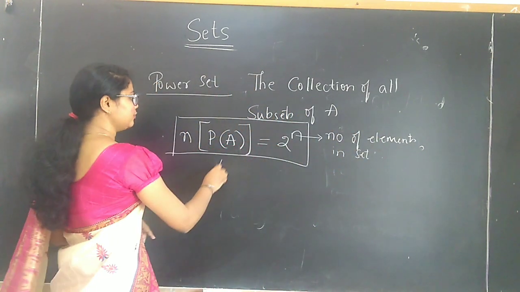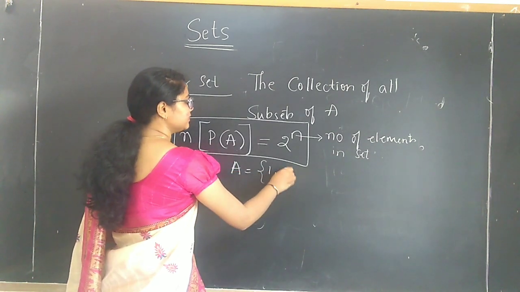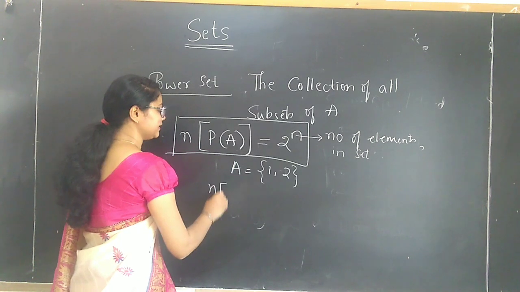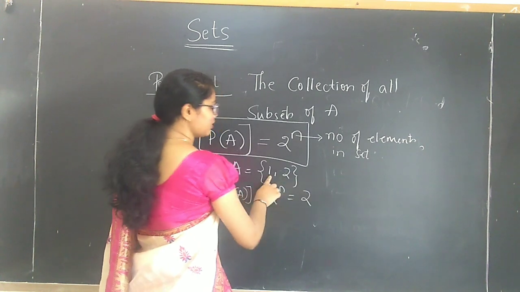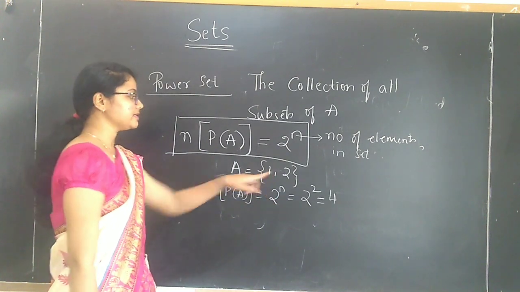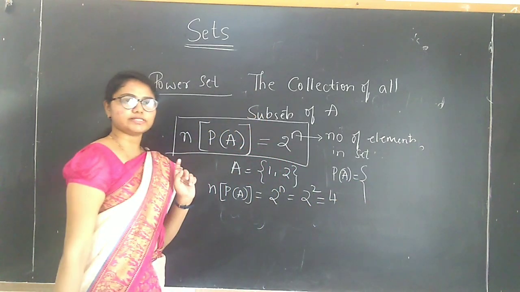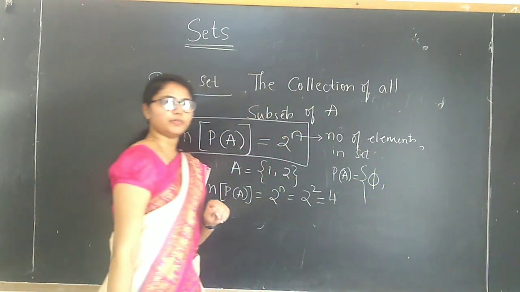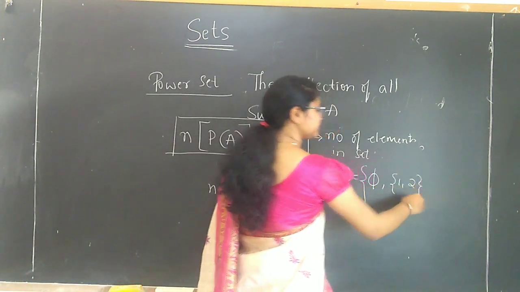Okay, let me explain with an example. For example, I take a set A = {1, 2}. How many elements are there in A? 2 elements. So the number of subsets, n of P(A), is 2 raised to n. 2 raised to how many elements are there? 2 elements. So 4. So you should get 4 subsets. First write P(A) equal to the first property of subset. What is that? The empty set is a subset of every set. Okay, fine. Second property. Every set is a subset of itself. So that set is {1, 2}.